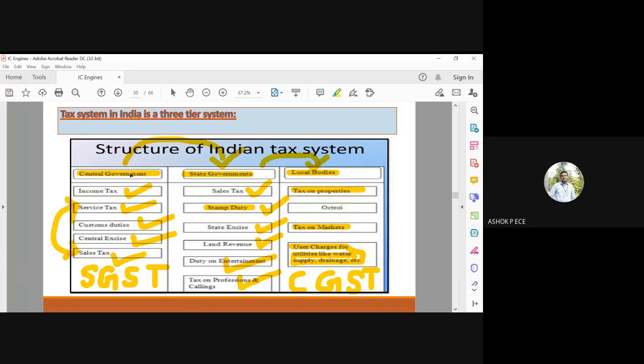So all these are not independent; they are dependent on each other. State government expects funds from central government. The central government will disperse funds to the state government after every financial year. The state government will distribute the funds among the local body for their development.